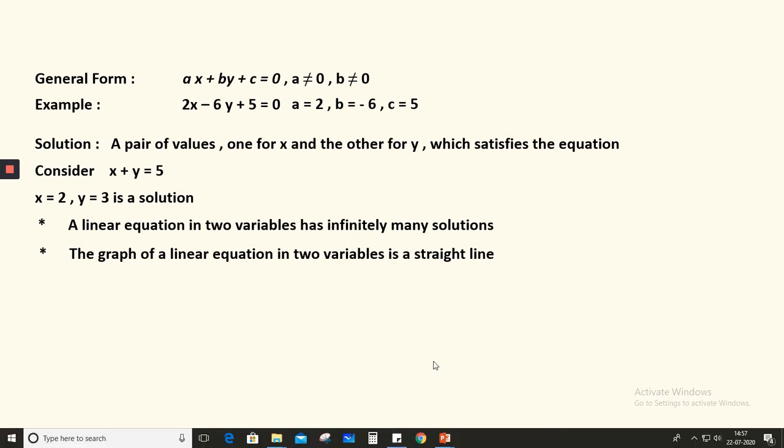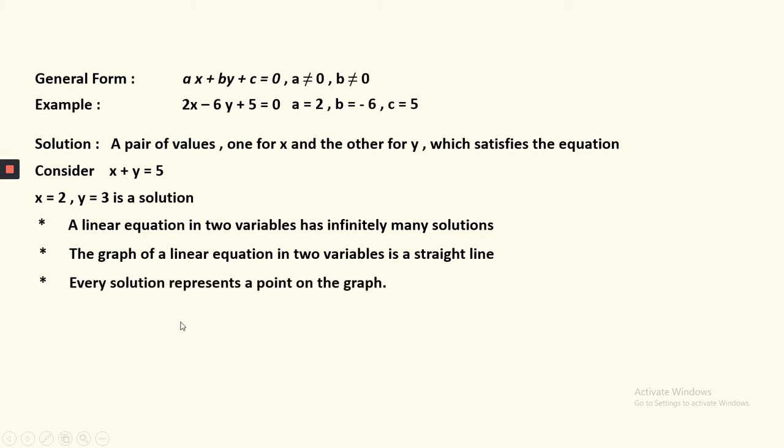Then we learned the graph of a linear equation in two variables is a straight line, and we also learned how to draw the graph of a linear equation in two variables. Then every solution represents a point on the graph. That means 2 and 3, this pair is a solution of this equation. So when you plot this point on the graph, this will be a point on the graph of this equation.